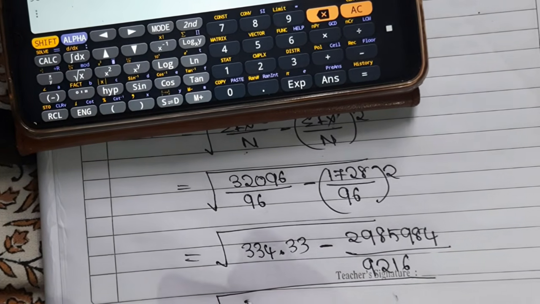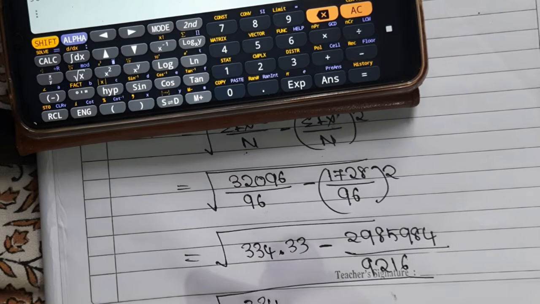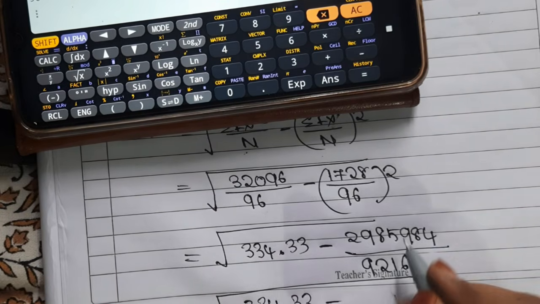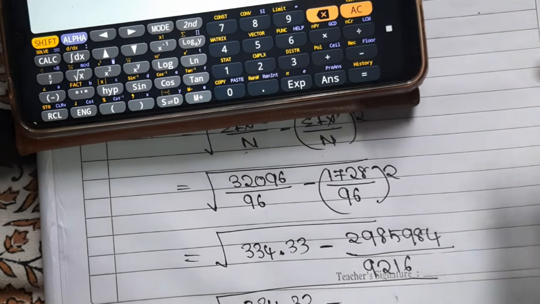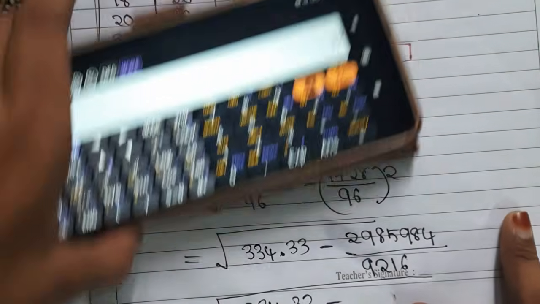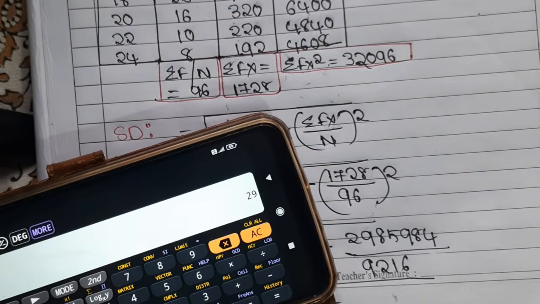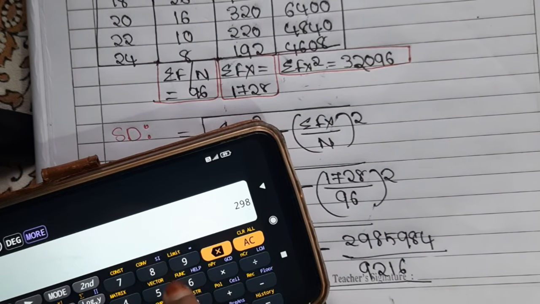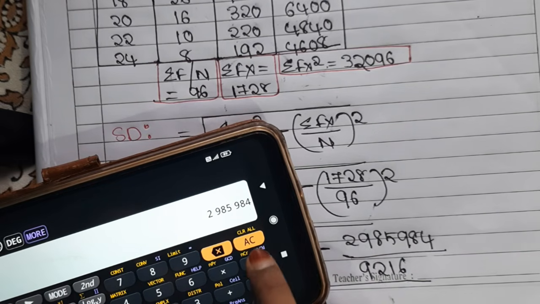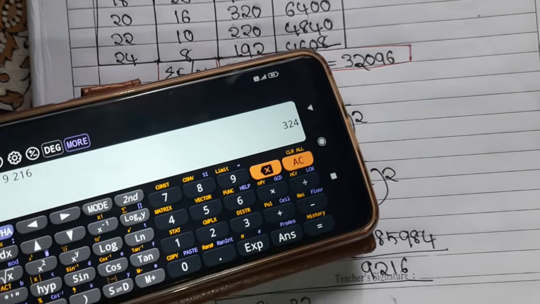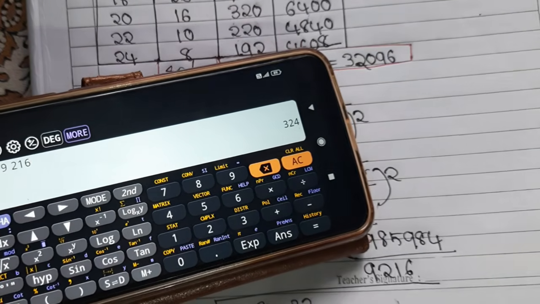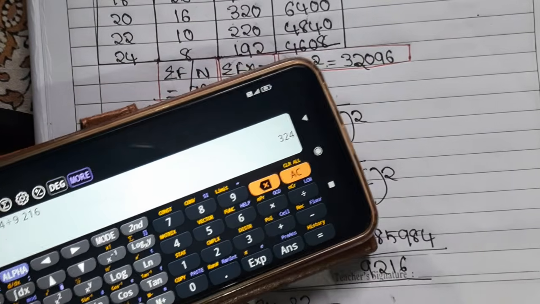Under root 334.33. Let us do the calculation of this. 2985984 divided by 9216. How much did we get? You see, we got 324.